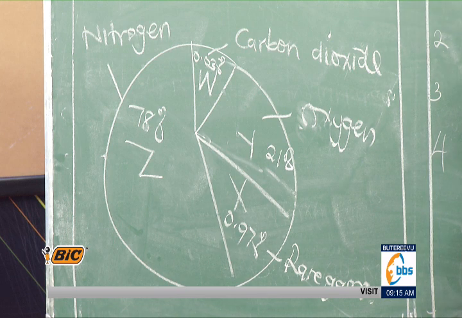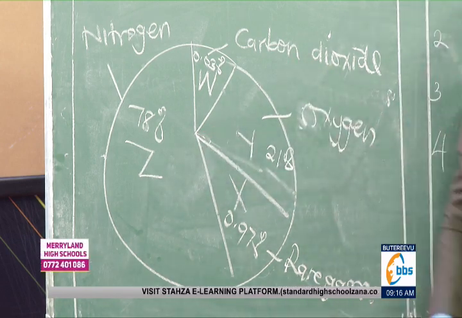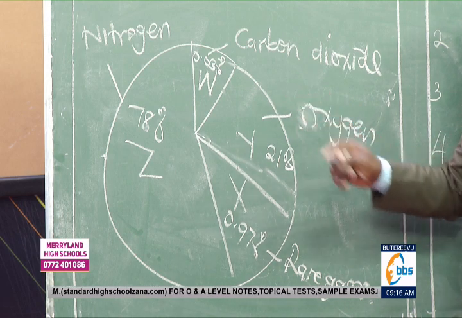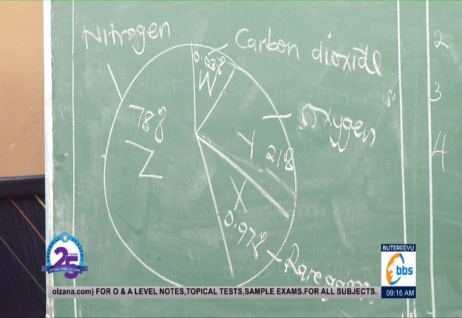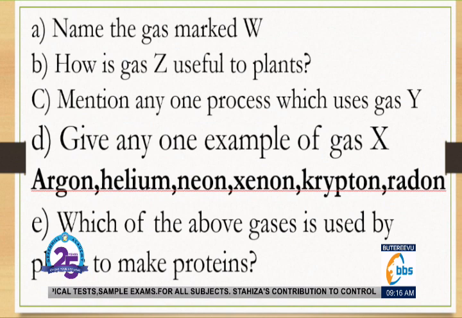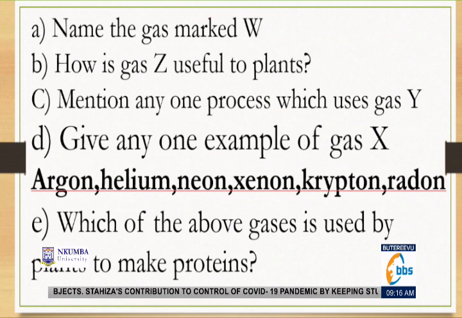So which of the above gases is used by plants to make proteins? Right? So you say that is gas Z. Eh? So many candidates actually make mistakes there. You instead name the gas instead of giving the letter that represents that gas. So we say that is gas Z. Is that okay? Okay, thank you. Now, I wanted to bring that to help you actually understand application questions that can come from that. Okay? I know you had it in P5, P3, but I needed to remind you of that.